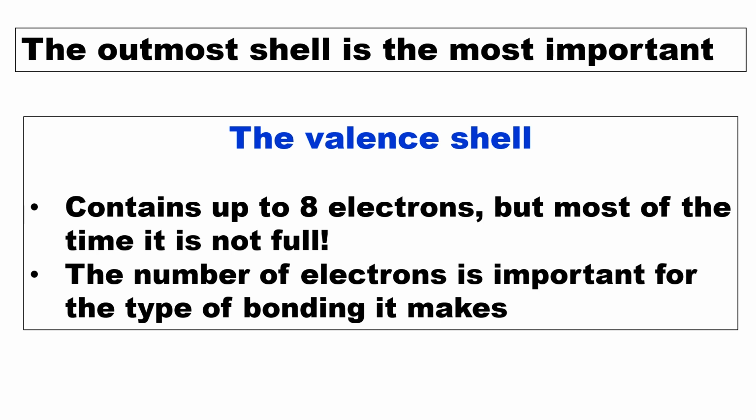The valence shell contains up to a maximum of 8 electrons, but most of the time it's not full. So the number of electrons is important for the type of bond that we're going to be making. Again, electrons like to go in pairs. They don't like to be loners. They want to be with a partner. So if you have an electron that is by itself, it's going to try to interact with another electron, and therefore we make a bond. So you need 2 electrons in order to make a bond.